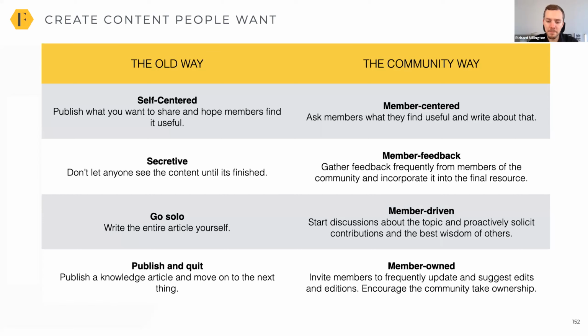And finally, it's member-owned. What I mean by that is that traditionally, you'd publish an article and that was it. It was done. It would live there forever and you would never engage with it again. But the community way is that you invite members to frequently update the article, suggest edits and improve it. Make sure there are comments where people can take a greater sense of ownership. Maybe afterwards you want to put someone in charge of keeping that content up to date. And that's what we mean by the old way and the community way.